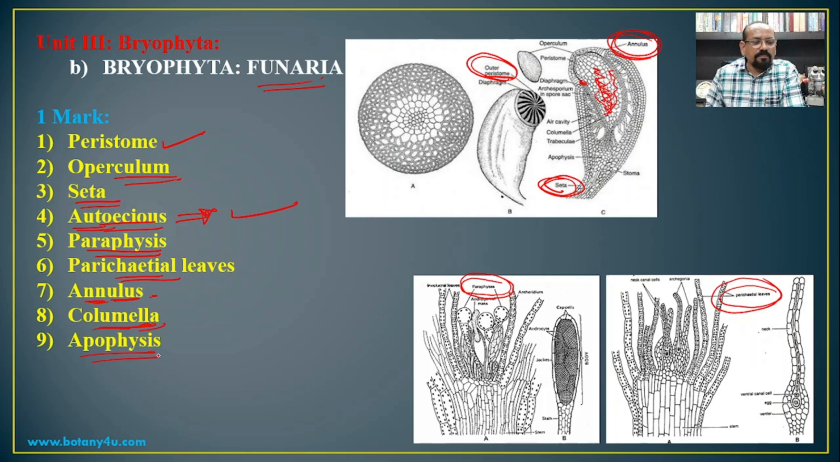Then apophysis, if you see the certain swollen part at the base of the capsule of the Funaria which joins the capsule to that of the seta, is known as the apophysis. So in this way, different types of 1-mark questions are asked in case of the Funaria.